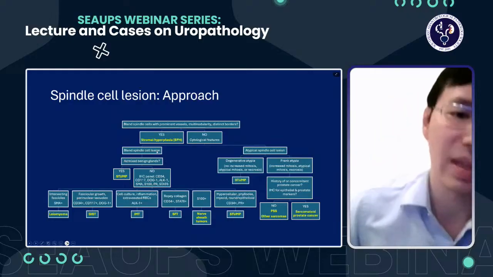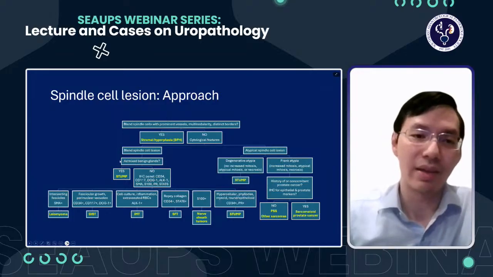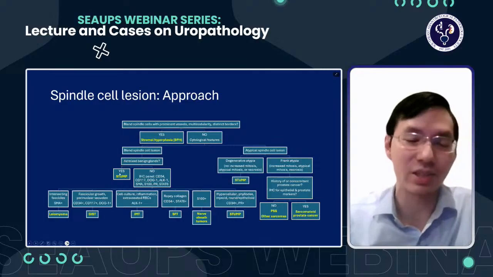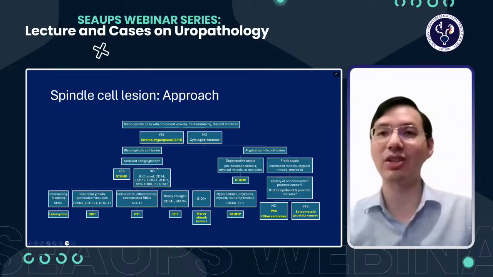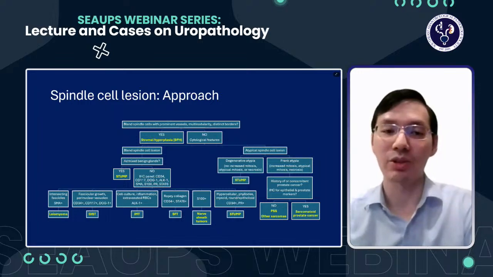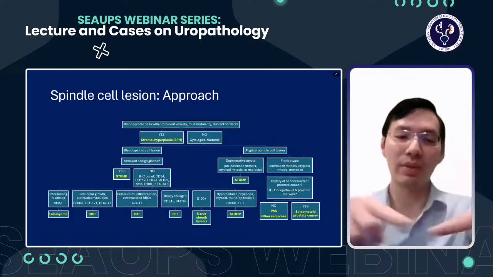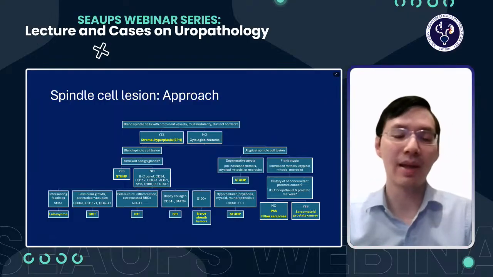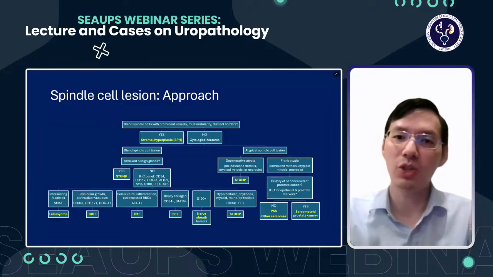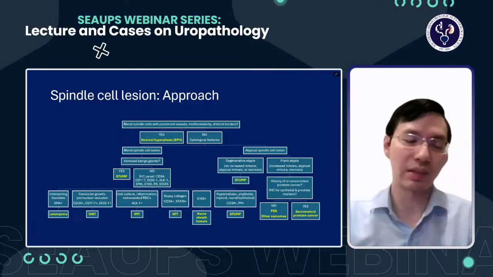Okay, now if it's a bland spindle cell lesion, then you have to ask yourself, are there any admixed benign glands? If yes, then it's probably a STUMP. If not, it could still be a STUMP, but you still have to consider other mesenchymal tumors. STUMP can grow in between the glands, right? They grow in the stroma, so there can be admixed glands. But mesenchymal tumors tend to have an expansile growth. They just push away the glands, so you just have the spindle cell lesion dilating glands.